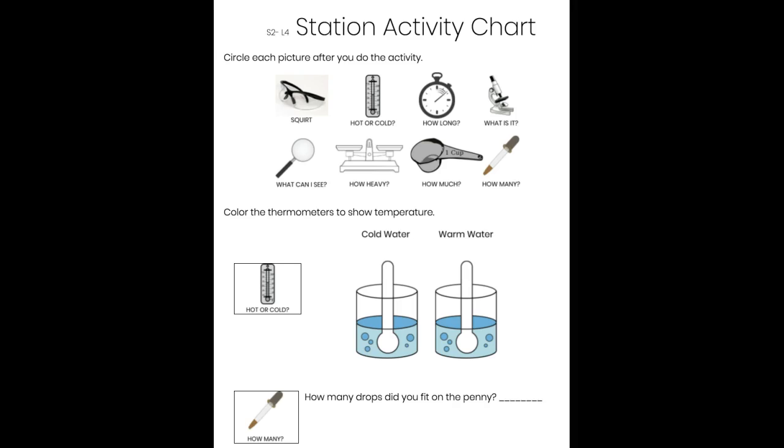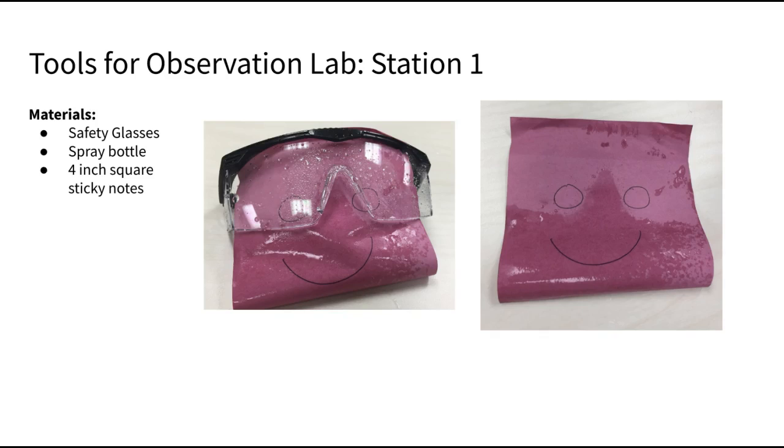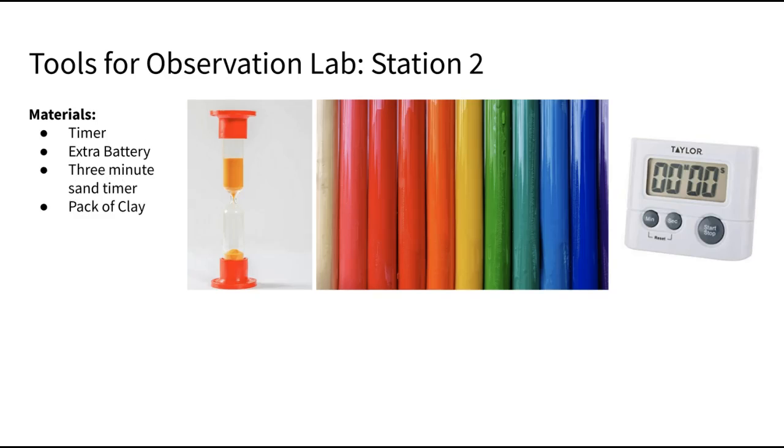The icons on this chart are reflected on the icons that you can print out and put at each station. At Station 1, students will use a Post-it, safety glasses, and a spray bottle to demonstrate why safety glasses are so important for keeping our eyes safe during experiments. At Station 2, students will compare two different tools we use for time. They'll look at a sand timer and an electric timer. They'll build things with clay to help pass the time as they're comparing these two tools.